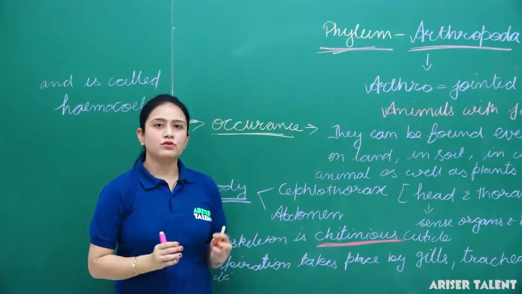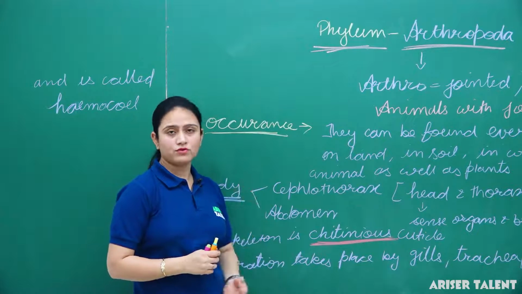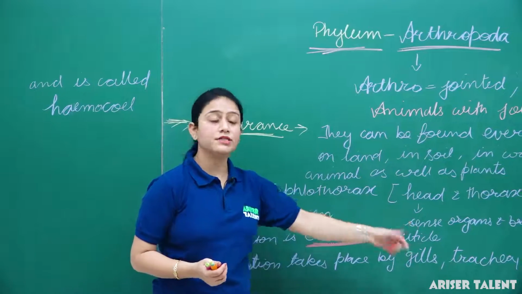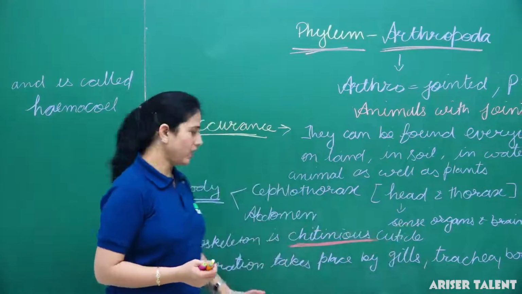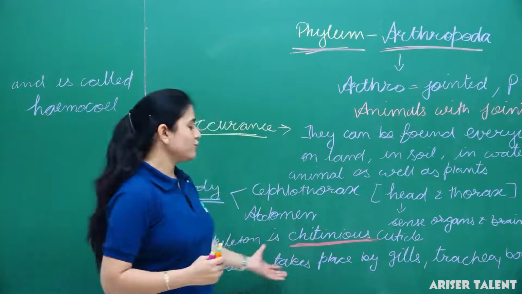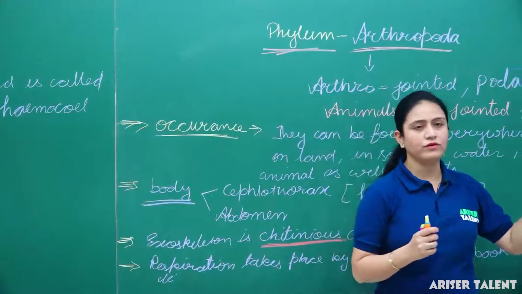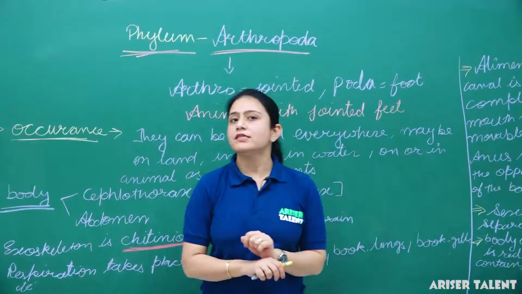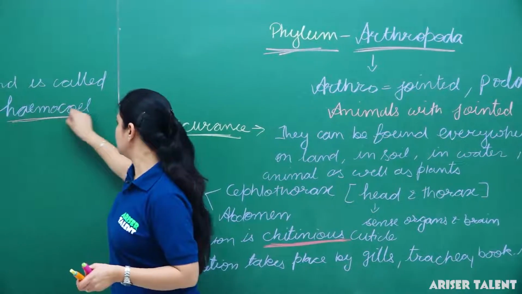Clear? So what are the features of Arthropoda? They have jointed feet and they are found everywhere, in water and on land. The body generally has two regions: cephalothorax, which contains head and thorax, and abdomen. Accordingly, they have three parts: head, thorax and abdomen. Head contains sense organs and brain, and the exoskeleton is made up of chitinous cuticle. Respiration takes place by gills, trachea, book lungs and book gills. Alimentary canal is complete and mouth has movable appendages. Anus lies at the opposite end of the body and sexes are separate. Body cavity is reduced and it contains blood and it is called hemocoel. Clear? This is hemocoel.